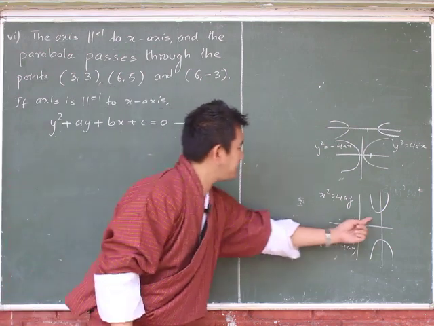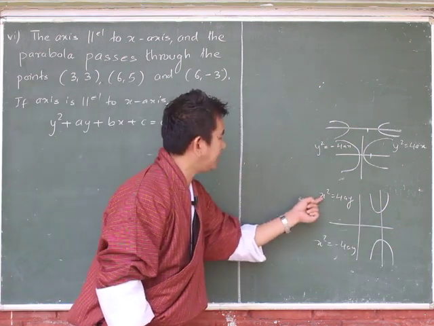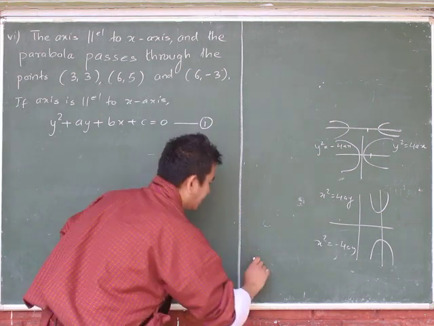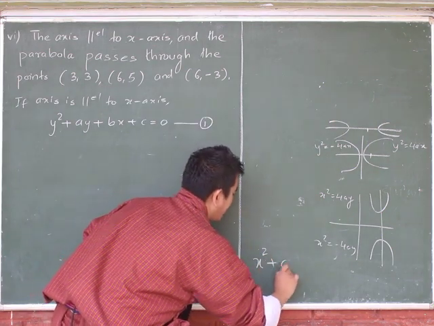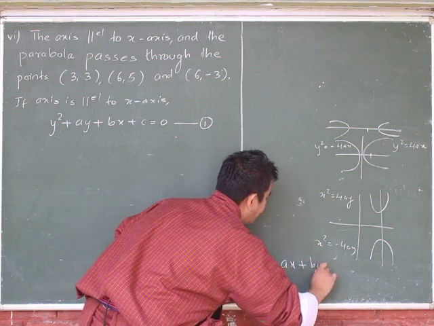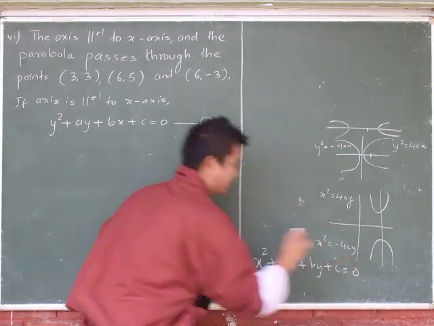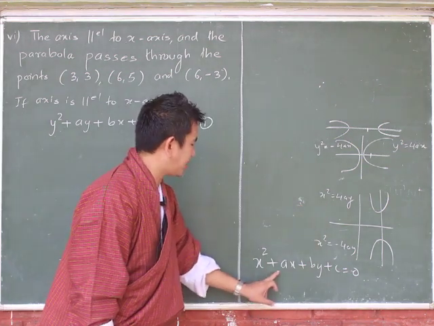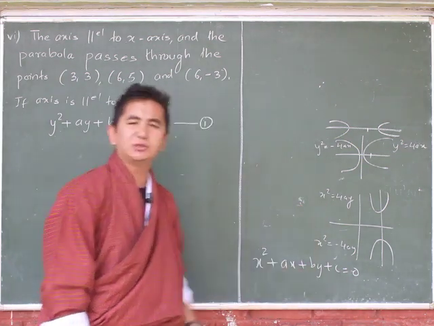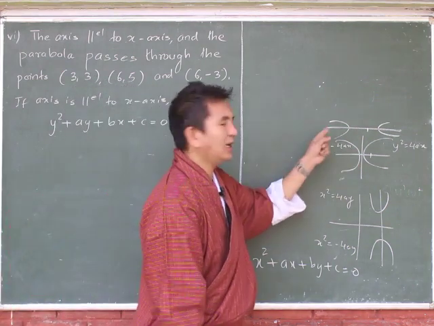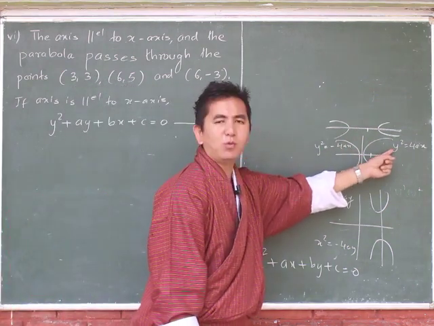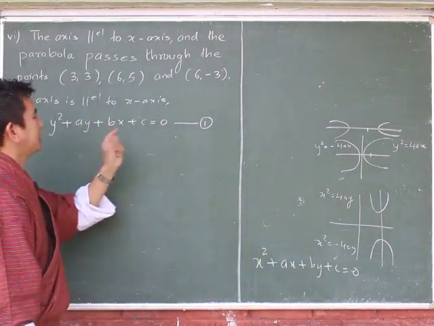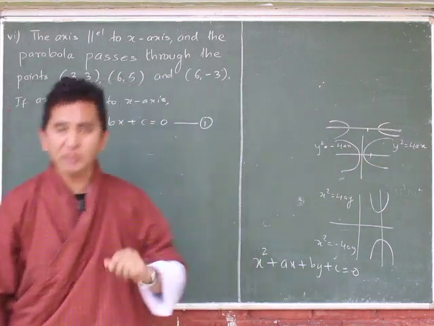If the axis is parallel to y-axis, the starting equation is x squared. It will be of the form, please keep this note here, x squared plus ax plus by plus c is equal to 0. Concave up or down, it starts from x squared. If the axis is parallel to x-axis, starting is from y squared, that way you can remember easily. We have y squared plus ay plus bx plus c is equal to 0.